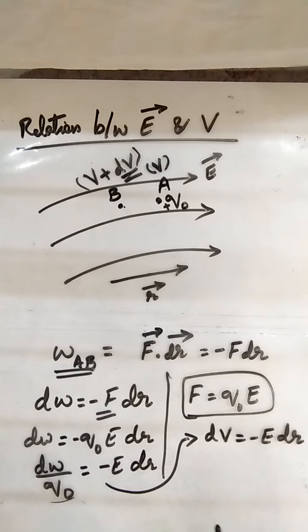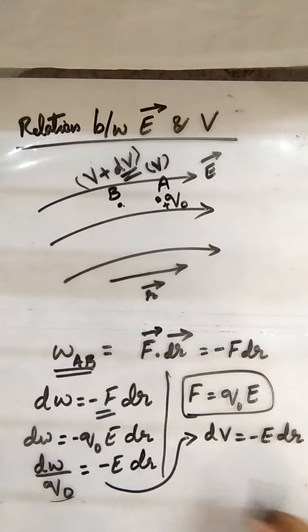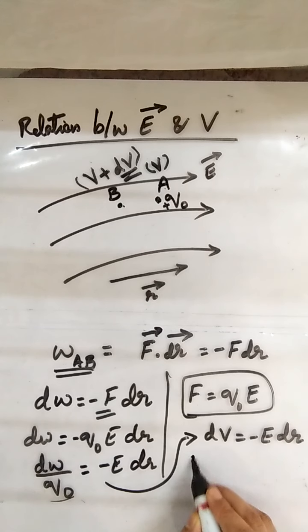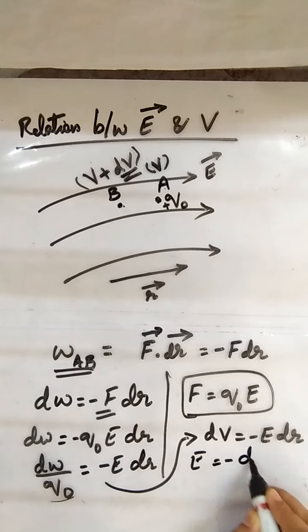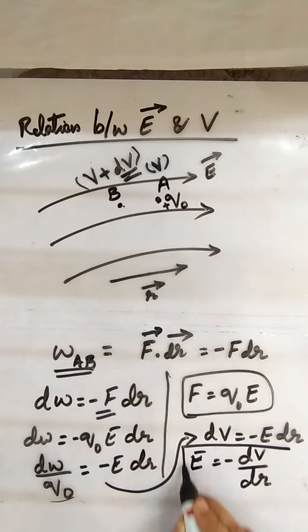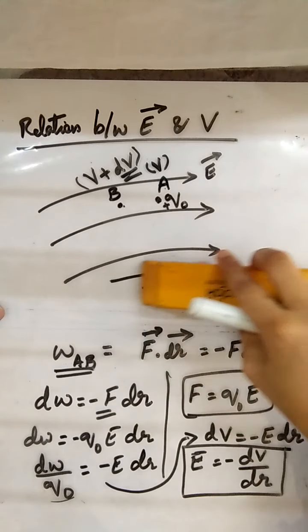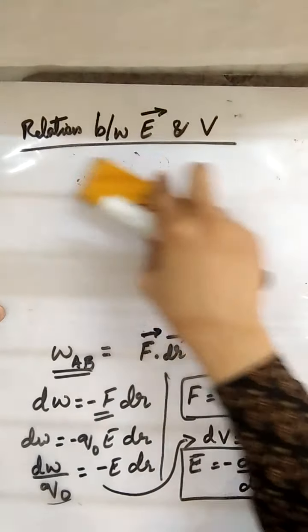Now there are two things I can do over here. Either I can take the integral and solve the problem, or I can take E is equal to minus dV by dr. Alright, so this is the relation between E and V. Now this is the magnitude of it. How should I write it in vector terms? If you have understood this, let me clear this part of the board.